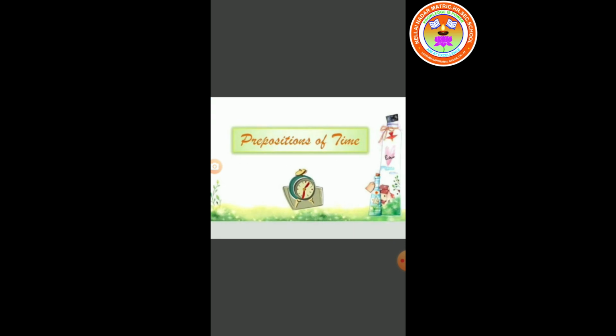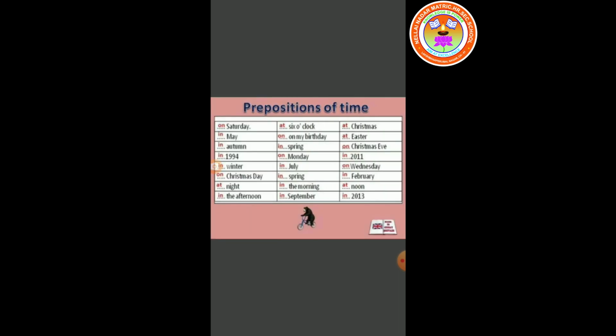Next, we will see the prepositions of time. These prepositions are used to indicate when a particular event happens, happened, or will happen. These include in, on, at, since, for, during, etc. Now let us see the examples.